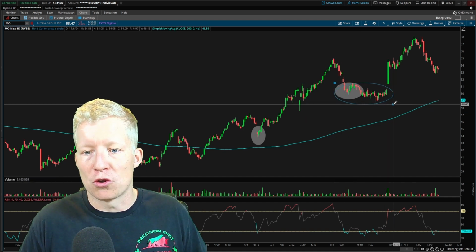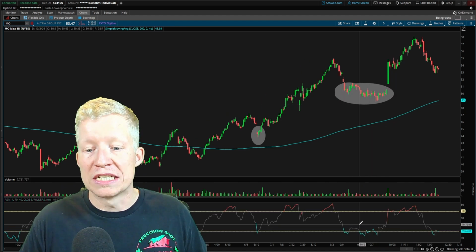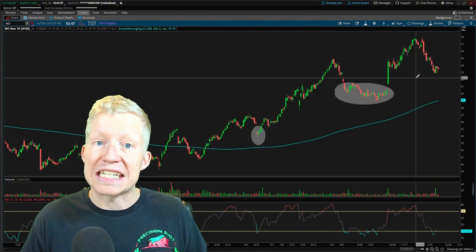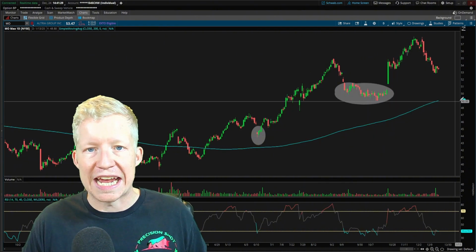Kind of actually throughout this entire period here, it was in and out of the 40 range. Would have been a very nice little dip buy. So that's exactly what we're looking for with a scan like this one.